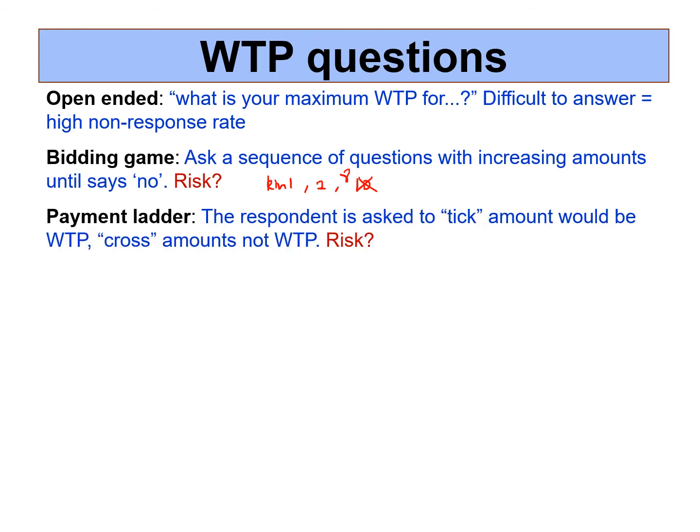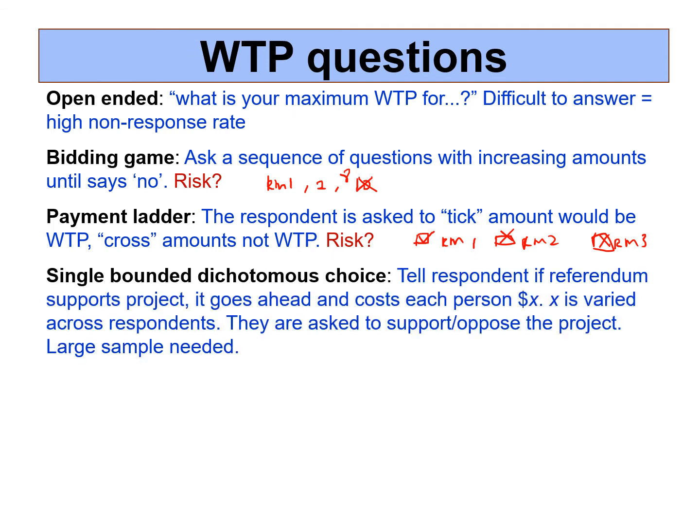The next one, we call it payment ladder. The respondent is asked to take the amounts that they are willing to pay, and cross the amounts that they are not willing to pay. It means that they are given boxes. This is RM1, and then another box is RM2, and a different box perhaps RM3. They have to take the amount that they are willing to pay and cross the amount that they are not willing to pay. So what is the risk of asking this question? We will also discuss this during the class time.